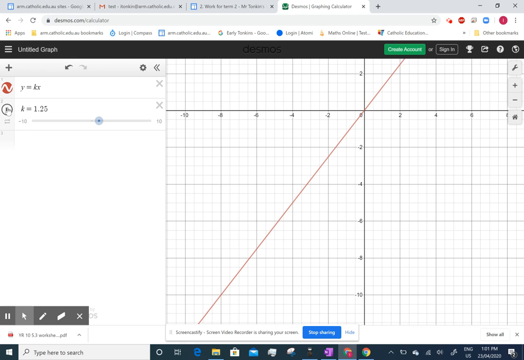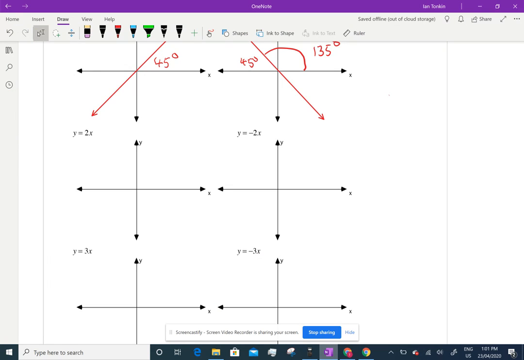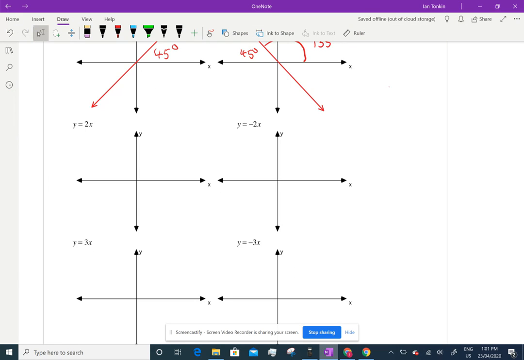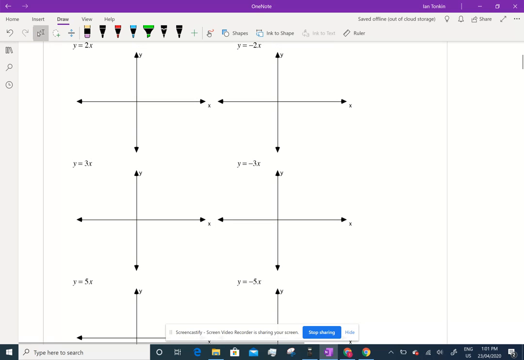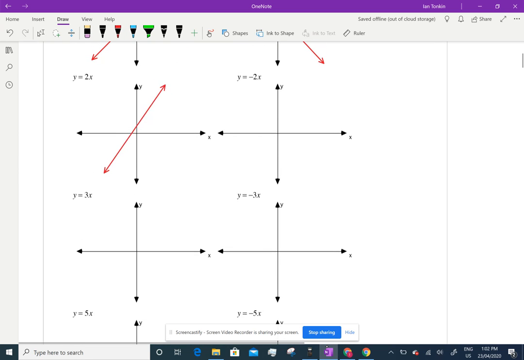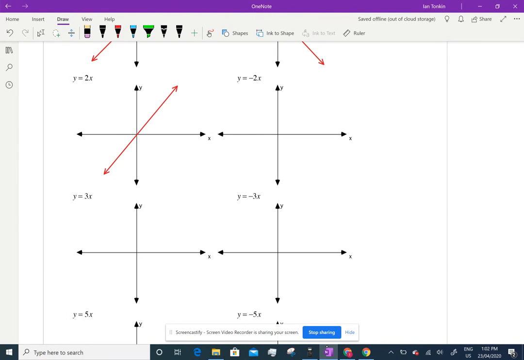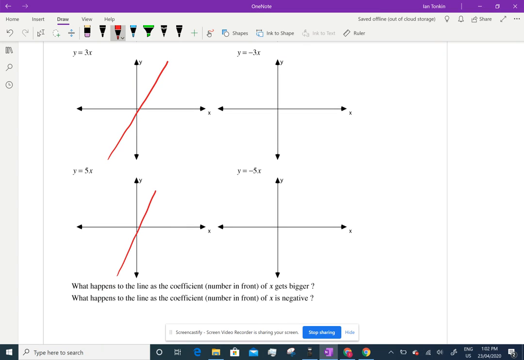All right, so let's go back here. Well, 2x and 3x and 5x are just going to be steeper versions of each other. So you should be able to graph these pretty quickly now. 2x is just a bit steeper. 3x is just a bit steeper still. And 5x is even steeper.